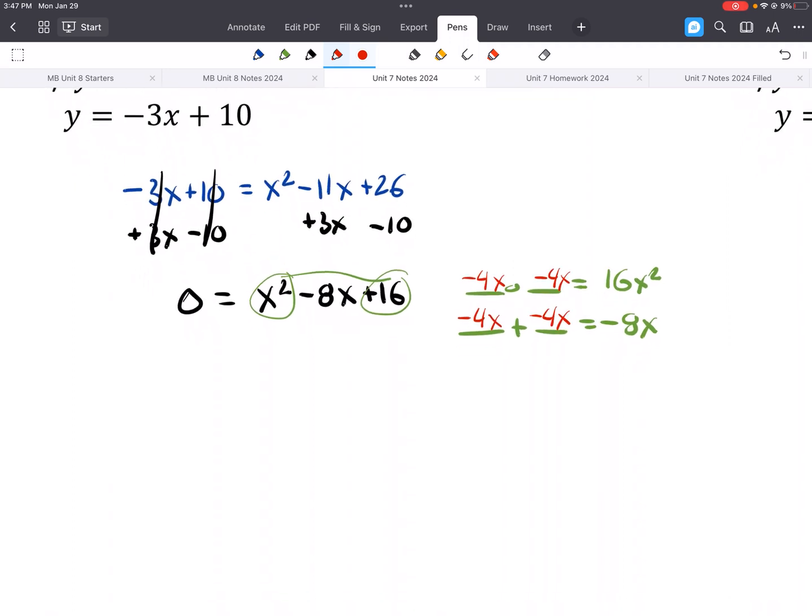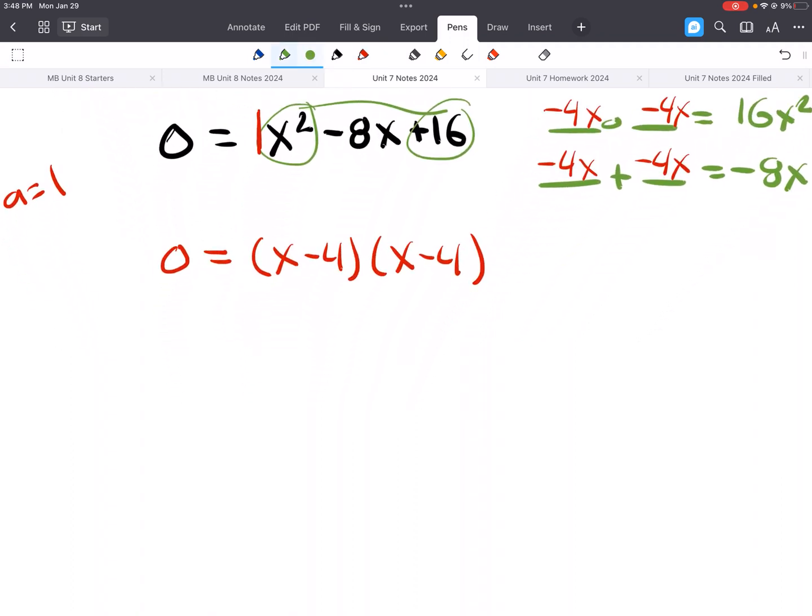Okay, and then if you remember when we talked about if there's no number in front of the x squared, or if a is 1, then we could use the shortcut. We would end up getting 0 equals x minus 4 and x minus 4. Okay, and then from there we would use the zero product property. 0 meaning that the equation is equal to 0, and we have two things that are being multiplied. That means that either x minus 4 has got to be equal to 0, or x minus 4 has got to be equal to 0.